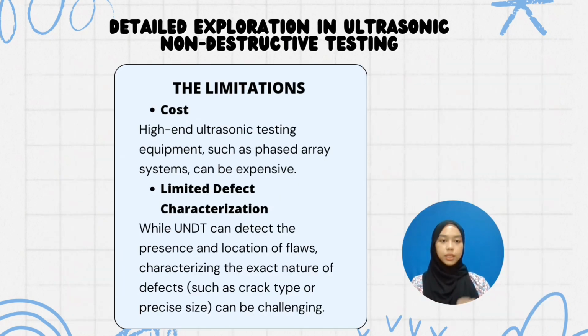For the last part, which is the limitations, we would say the cost, because high-end ultrasonic testing equipment such as phased array systems can be expensive. The cost of training personnel and maintaining equipment can also be significant. Second one is limited defect characterization. While UNDT can detect the presence and location of flaws, characterizing the exact nature of defects, such as crack type or precise size, can be challenging. So, additional testing methods may be required for full characterization.